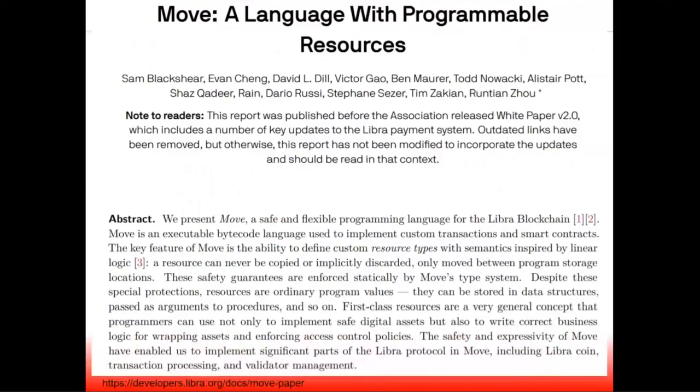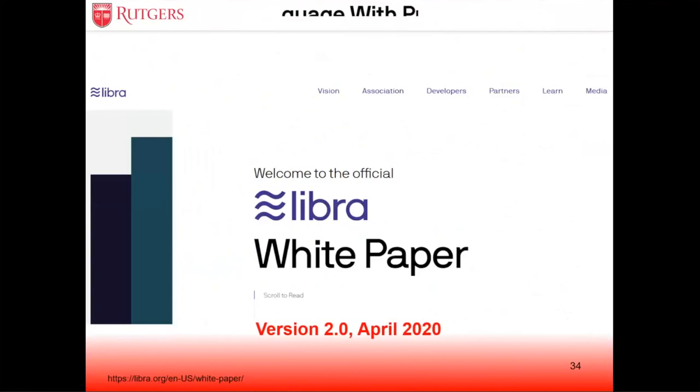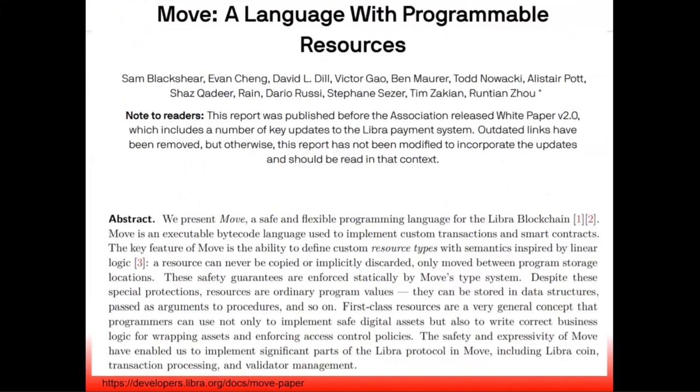So in the Libra project, on the Libra blockchain, they invented a new language called Move. Using this language Move, you can create your custom transaction logic or smart contracts on the Libra blockchain in the future. You can set your own transaction criteria in the smart contracts when you are transacting on the Libra blockchain. This technical document is also disclosed on the Libra website.